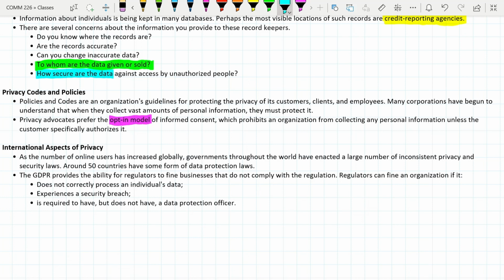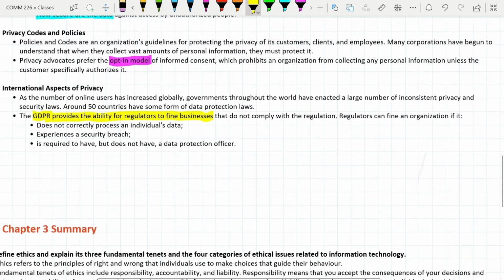So let me highlight the GDPR, which just provides the ability for regulators to fine businesses if they do not comply with regulations of keeping your data protected.